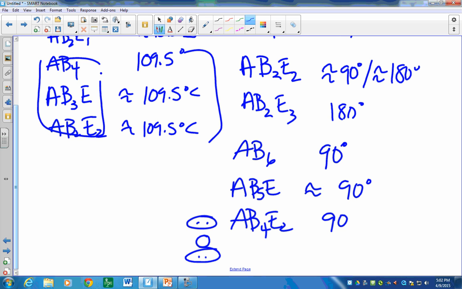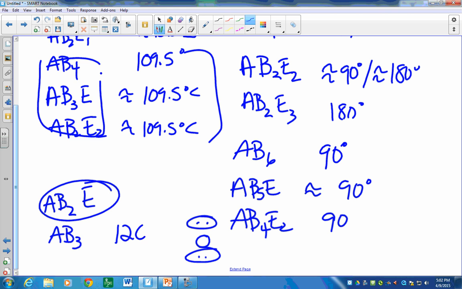And that's it. On the back of your test tomorrow, when you draw a molecule, let's say you draw one and it's AB2E1, for extra credit, I'm going to say, what is the bond angle? And so you would say, okay, AB2E1 comes from the parent structure, AB3, and so it's 120, but it's not exactly 120, it's just close to 120.